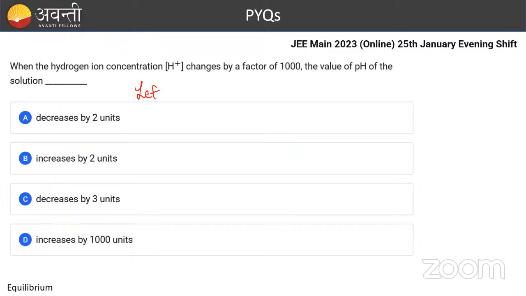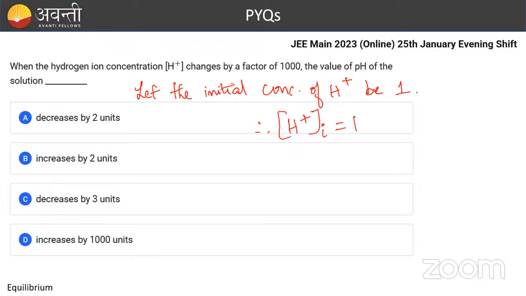Let the initial concentration of H plus be taken as 1, because this is my assumption. By using the pH formula, we know that pH is equal to minus log of H plus concentration, right? So if you substitute the concentration of H plus as 1 in this formula, what you will get? It is minus log of 1. Pragati, is it option A?